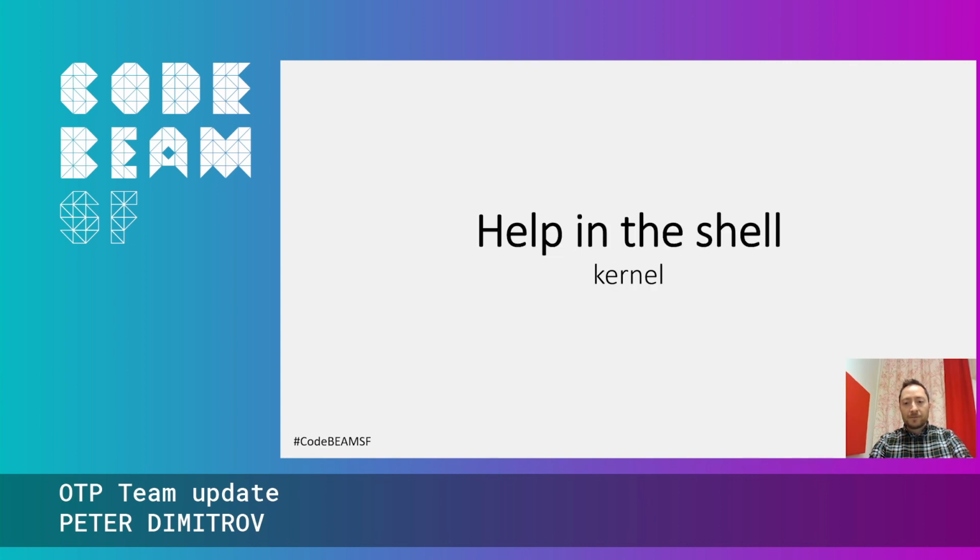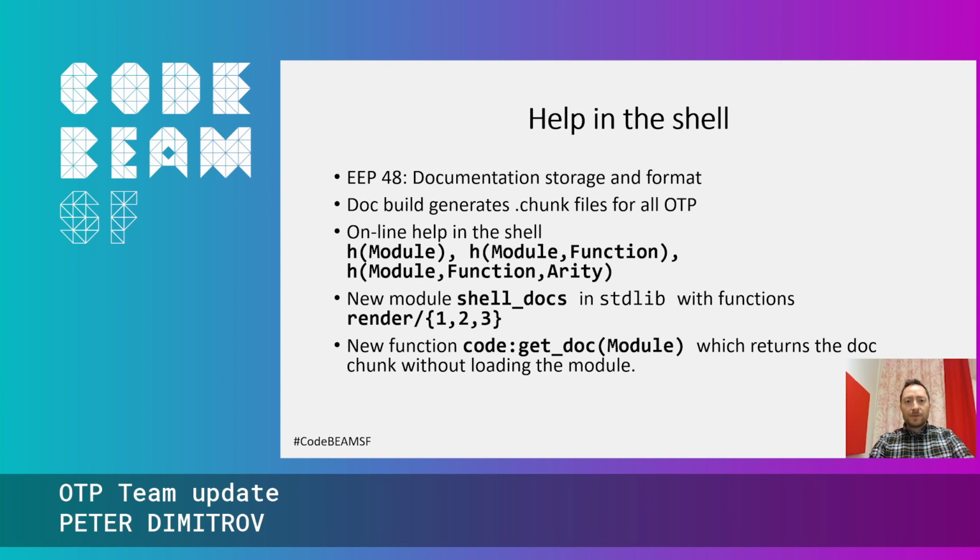Help in the shell. We have implemented EEP 48. EEP 48 proposes an official API documentation storage to be used by BEAM languages. By standardizing how API documentation is stored, it will be possible to write tools that work across languages. We've extended the ordinary doc build with the generation of chunk files for all OTP modules. Built on these features, we've added online help in the shell.